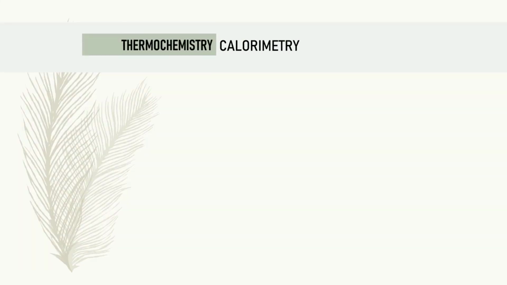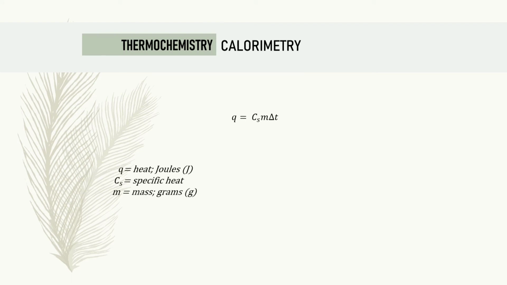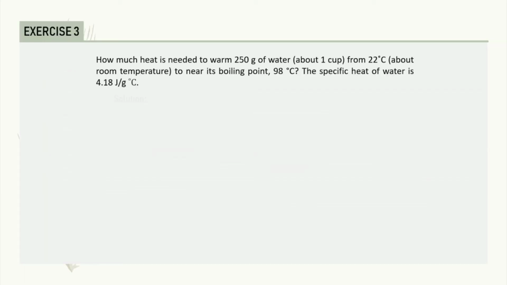Here's the formula of calorimetry. Q is for heat, capital C subscript S is for specific heat, M is for mass, and delta T is for change in temperature, which is equal to final temperature minus initial temperature.